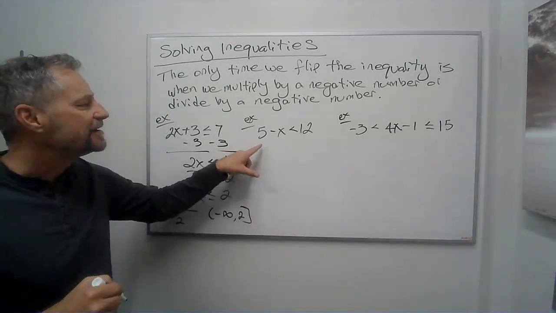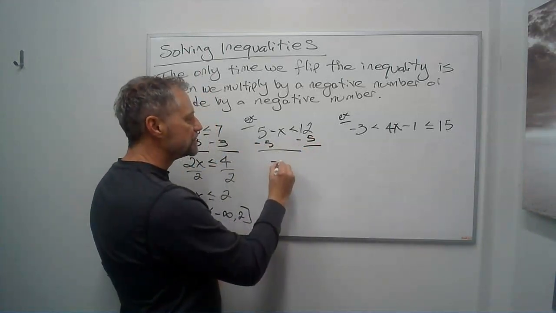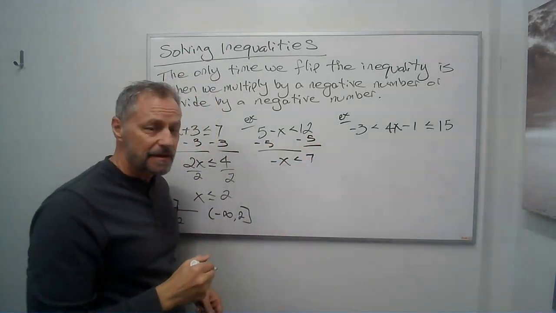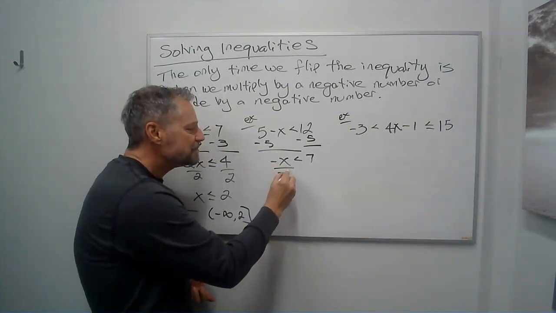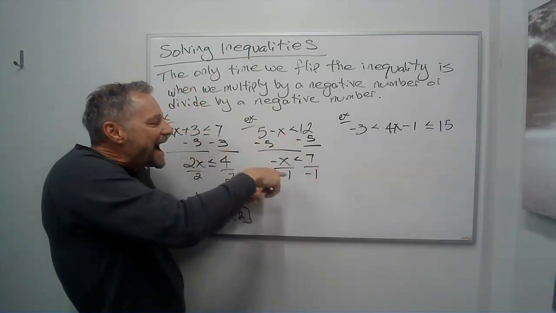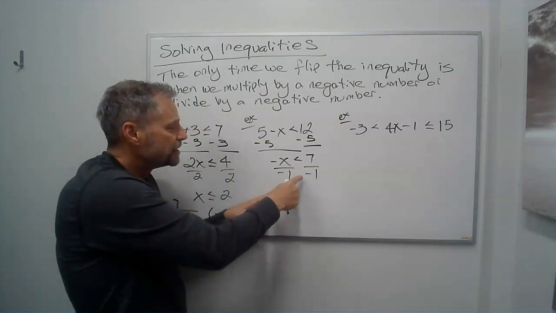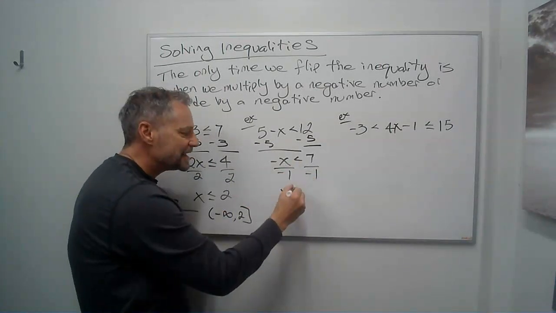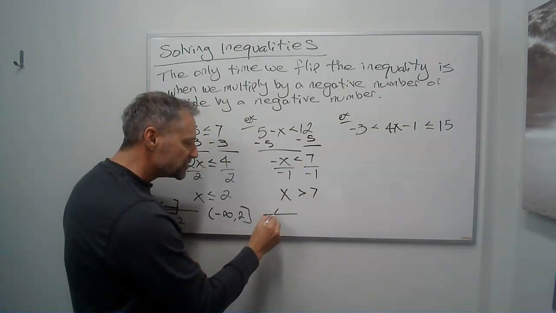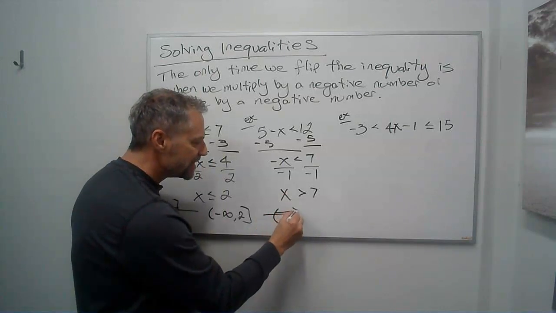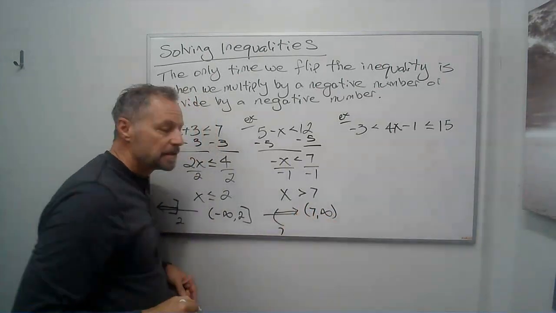Okay, here's another one. 5 minus x less than 12. Subtract the 5. Negative x less than 7. Well, that's multiplied by negative 1 times x, so I need to divide both sides by negative 1. When I divide both sides by a negative or multiply by a negative, that's when I flip the inequality. So that's going to be x, instead of less than, it's going to be greater than 7. And so again, my graph's going to look like this, parentheses at the 7, arrow to the right, interval notation 7 to infinity, parentheses both sides.